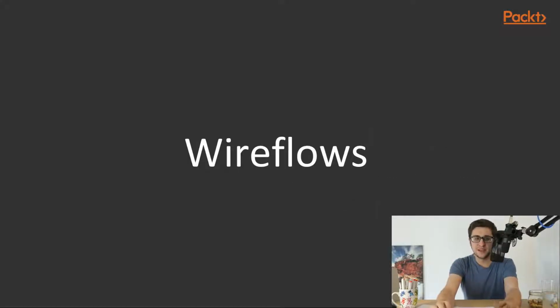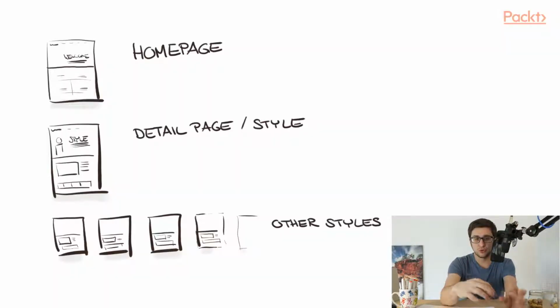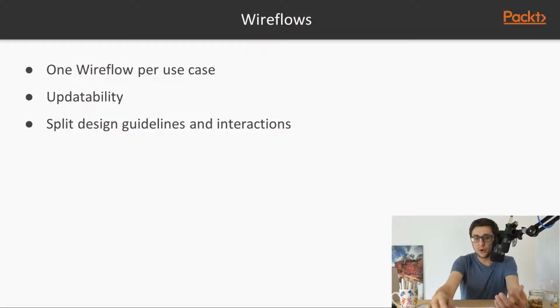The next method I want to talk about is wire flows. It's basically combining pages of your digital prototype to create a walkthrough through your app. As you can see here in our app, we've got the home screen linking to the detail page, which in turn is linked to similar styles. So this shows how a user would navigate through the app. The important part here is to use only one wire flow per use case. If you have more use cases, create new wire flows.